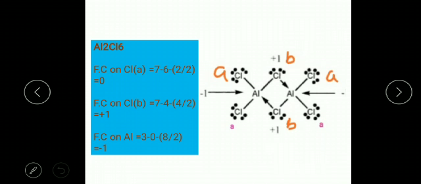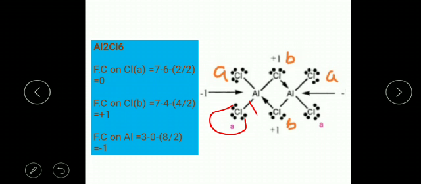Next example is Al2Cl6, which is the dimer of aluminium. Here also there are two types of chlorine atom, A and B. The formal charge on chlorine A: 7 is the valency, minus 6, which is the lone pair, minus 2 for this bond pair, divided by 2. So 7 minus 6 is 1, 1 minus 1 is 0. So the formal charge on chlorine is 0.